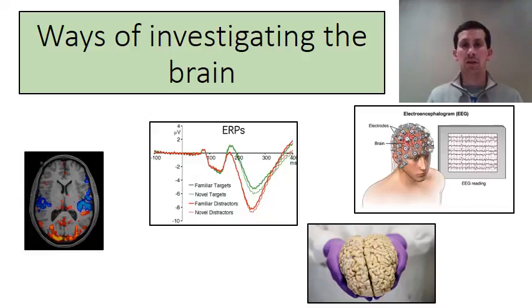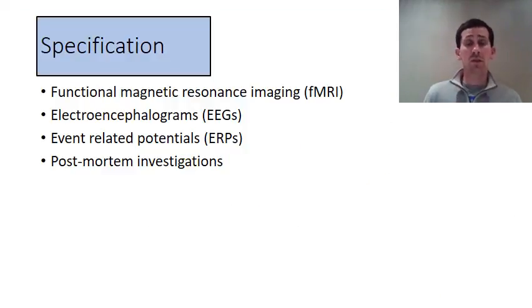This video is going to look at the different ways that psychologists investigate the brain. So if we look at your specification, there's 4 key ways of investigating the brain you need to know about: functional magnetic resonance imaging, electroencephalograms, event-related potentials, and post-mortem investigations.